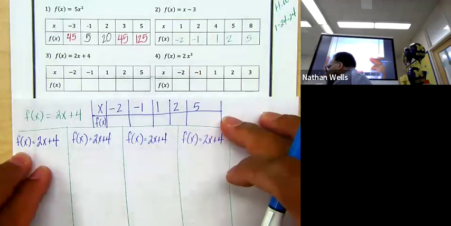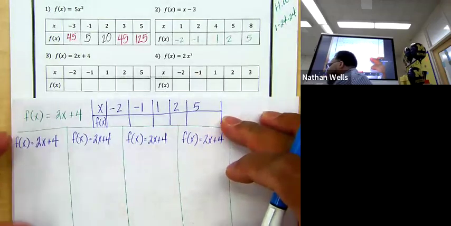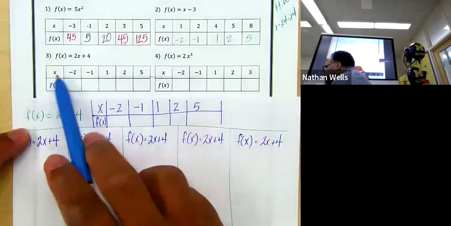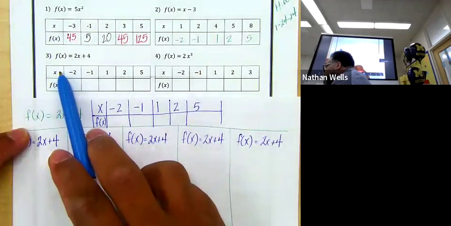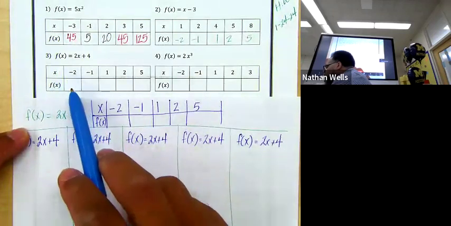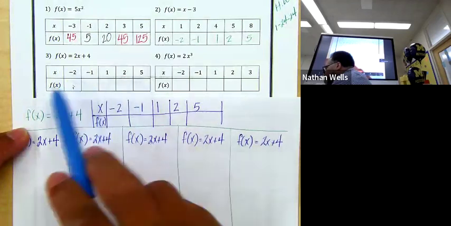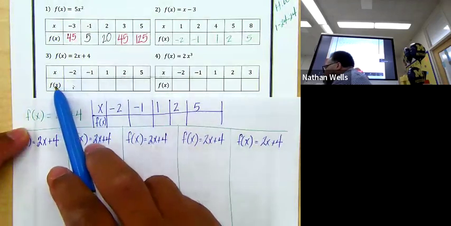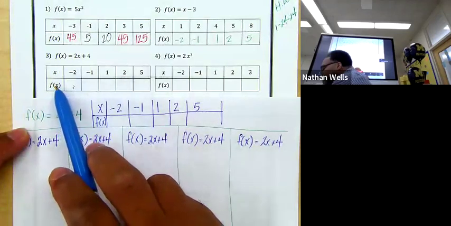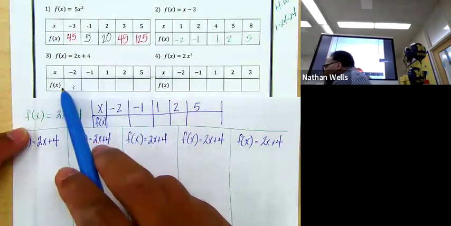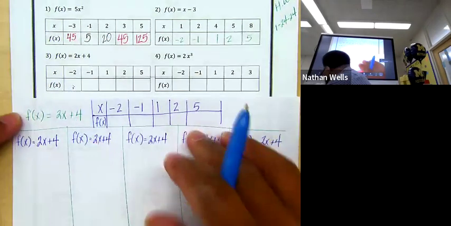So as discussed in class, we want to go ahead and fill out the rest of this function table by taking our inputs, which are our x values, to determine what our outputs are, which are our y values or our f of x. X can be interchanged with y. So this is how you do it.